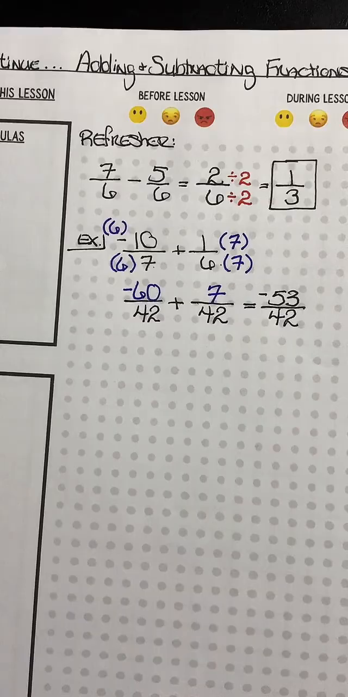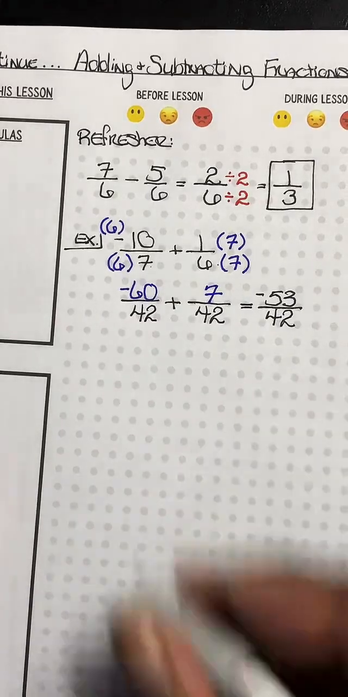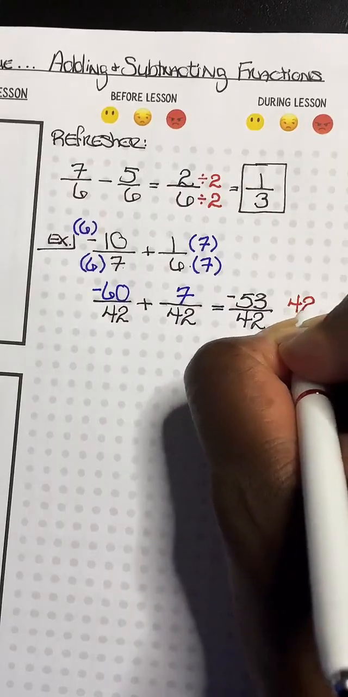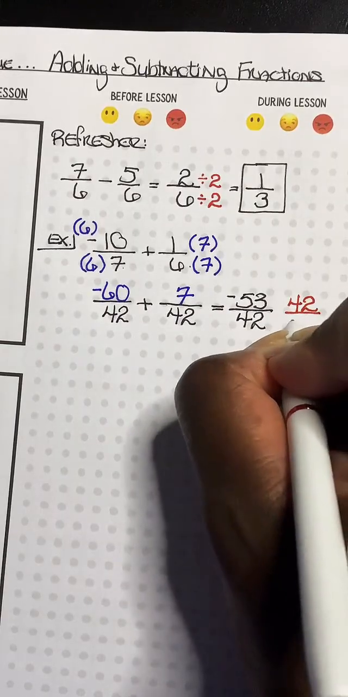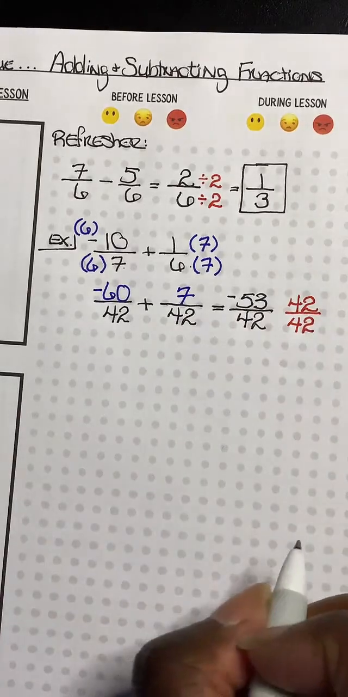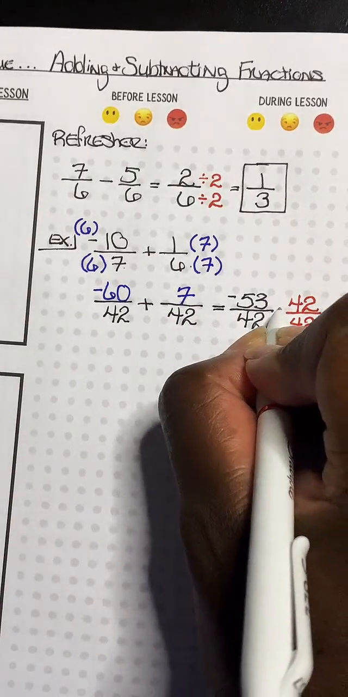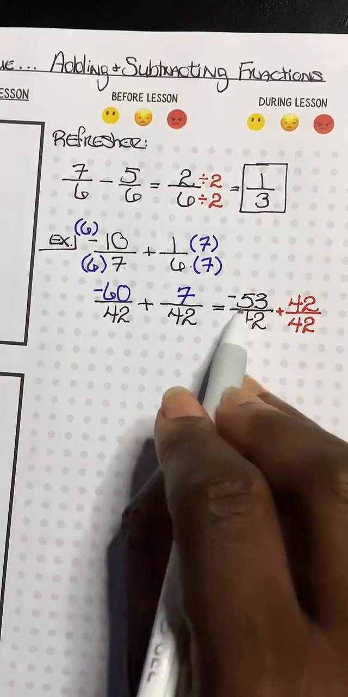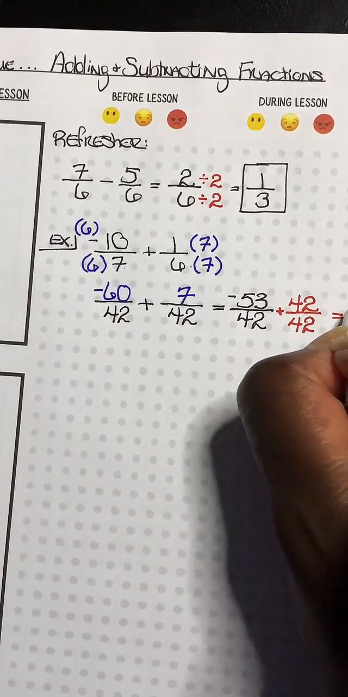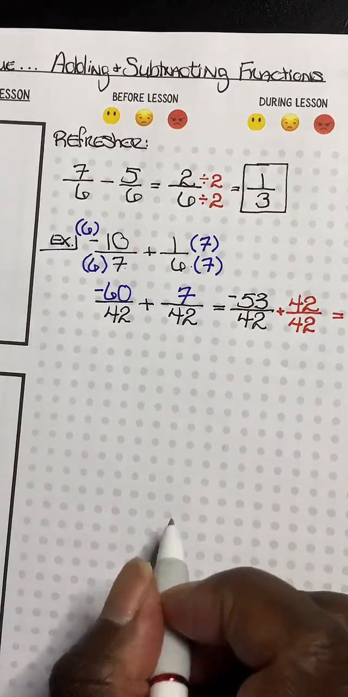So if I want to, I can take out my 42 out of 42. Because 42 divided by 42, that's equivalent to a whole. Okay? If I want to take this out, now I'm not messing with that negative. So it's still, my answer is still going to be negative.